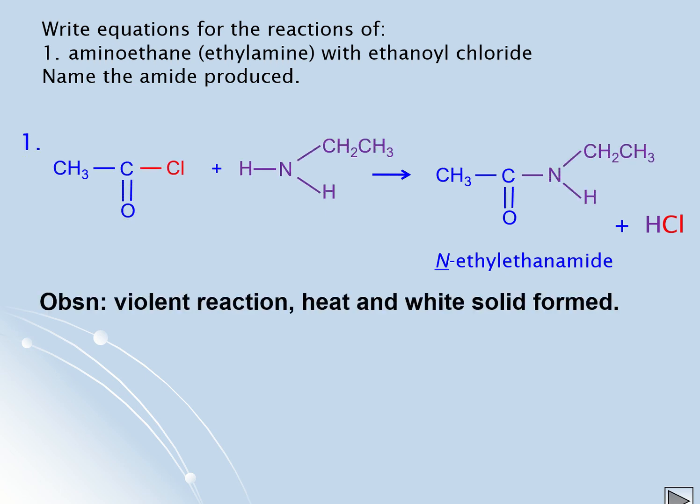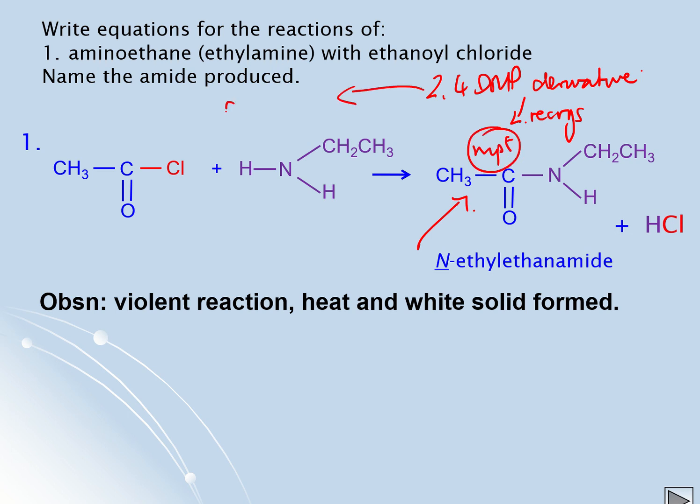Now, where do we use this? Well, observations first of all. It's a very violent reaction, lots of heat, and we get a white solid. So this is our white solid. And if you remember earlier, I talked to you about using the 2,4-DNP derivative of an aldehyde or a ketone to identify that original aldehyde or ketone through recrystallization, and then finding its melting point, and then backtracking to identify the original aldehyde or ketone. But we do the same here, and we use this white solid.